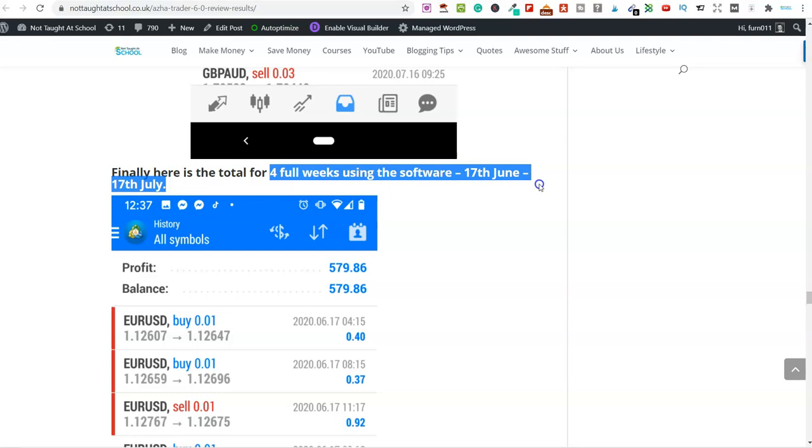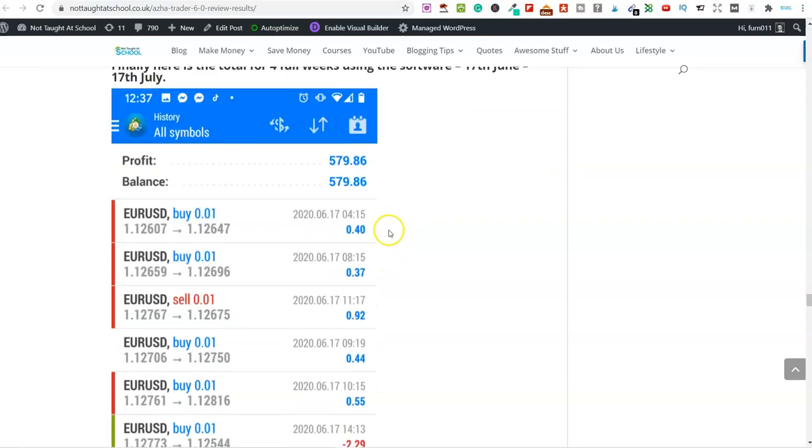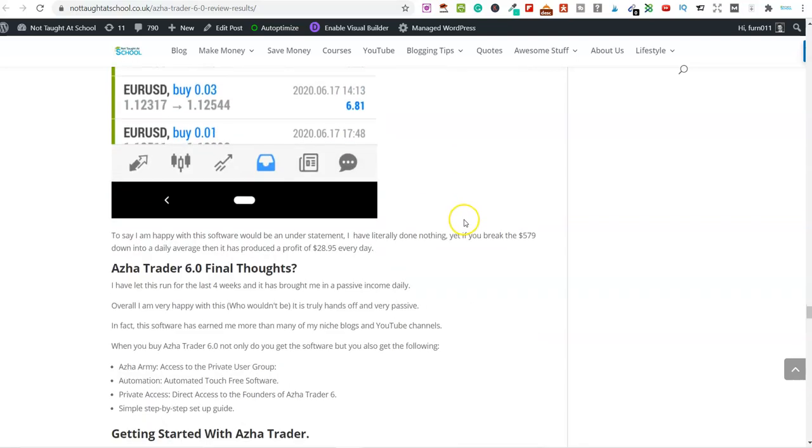This was from the 17th of June 2020 to the 17th of July, and I earned $579. My original investment into the trading was $1,000. So I deposited $1,000 into a broker's account. So it's a hell of a return, isn't it? So this was the first 4 weeks using the software, and I'll drop a link to this.